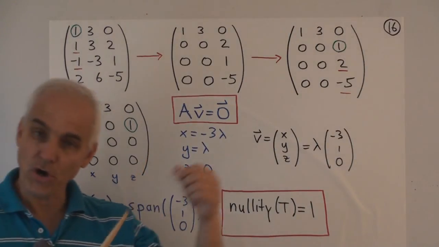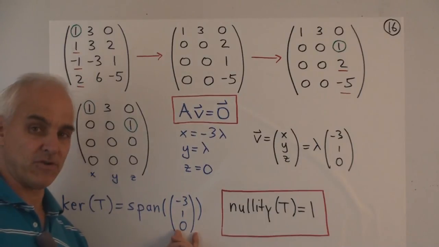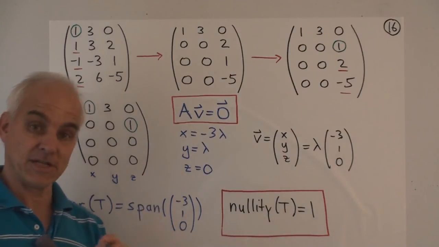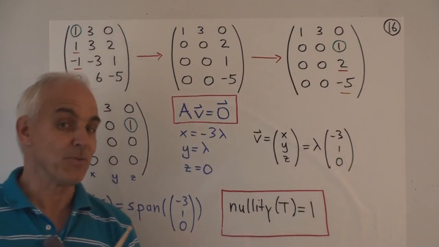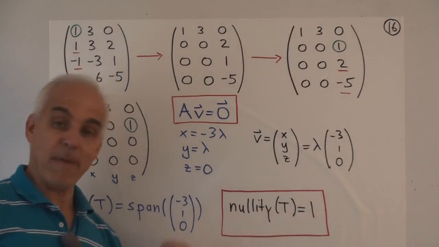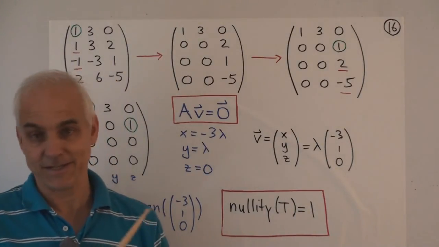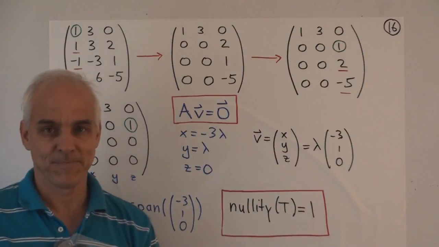Or in other words, the kernel of T is just the span of this one vector. It's the line consisting of all multiples of that vector. Those are the vectors with the kernel property. And the nullity is the dimension of that space. And since it's a line, its dimension is 1, the nullity is 1.